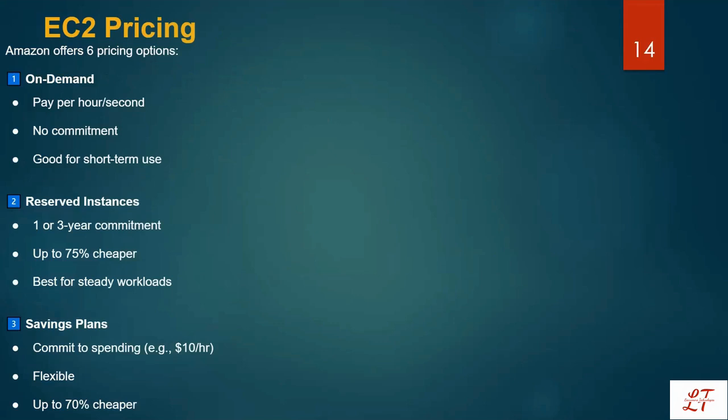So coming to EC2 pricing, there's on demand, where whatever services you use, you just pay for them. There's no commitment to AWS, and it's good for the short term. Whereas with reserved instances, you commit to those EC2 instances, and based on the commitment, AWS will provide you a special discount of up to 75% off, and it's best for steady workloads. And for savings plans, you can commit to spending, and it's very flexible, and it is up to 70% cheaper.